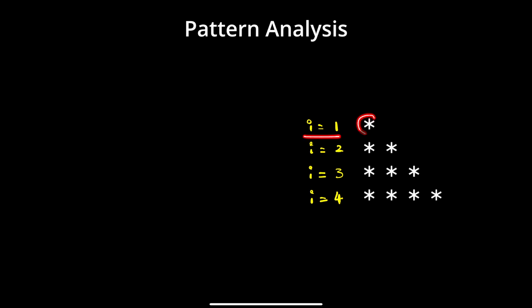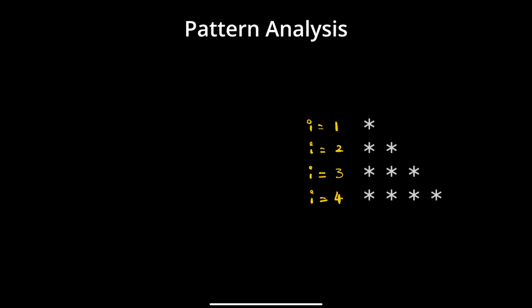In the first row where i equals 1, we have 1 star. In the second row where i equals 2, we have 2 stars. In the third row where i equals 3, we have 3 stars. In the fourth row where i equals 4, we have 4 stars. In general, for row equals i, we have i number of stars. Therefore, for each row, we have to print i number of stars.